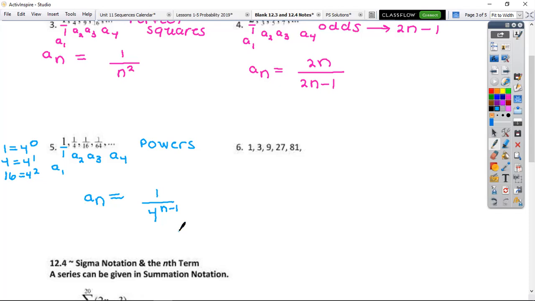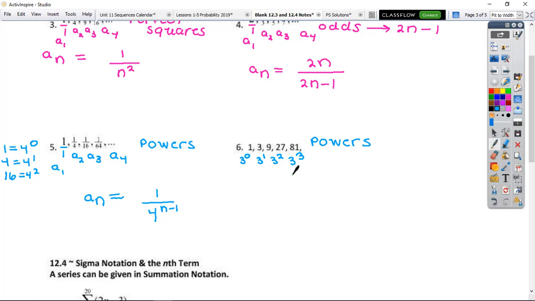So same thing over here. So I'm going to write this. I have 1, 3, 9, 27. So what powers do those look like? Powers of 3. So this 1 is 3 to the 0. This 3 is 3 to the first. The 9 is 3 to the second. The 27, 3 to the third.